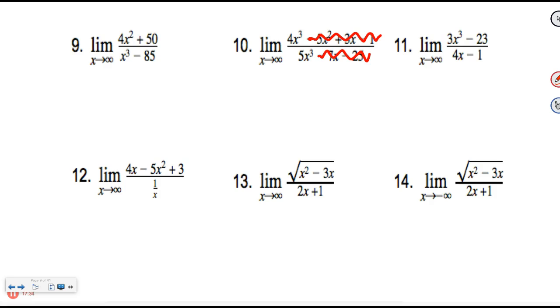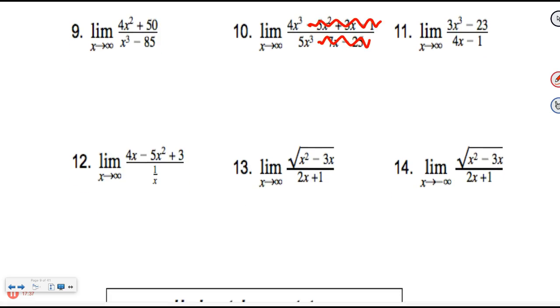No, if it's asked, it'll be like a part D, and it'll say, what's the limit as x approaches infinity? It'll be worth 1 point, and on number 10 you'd put 4/5, and you'd get that point. All right, good question though.